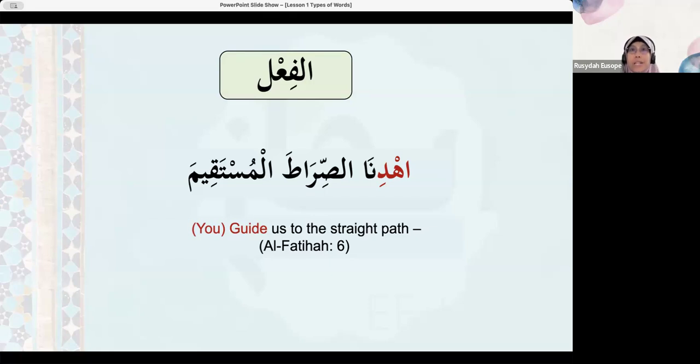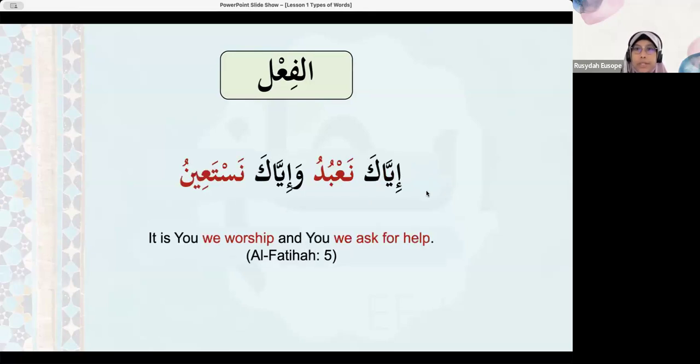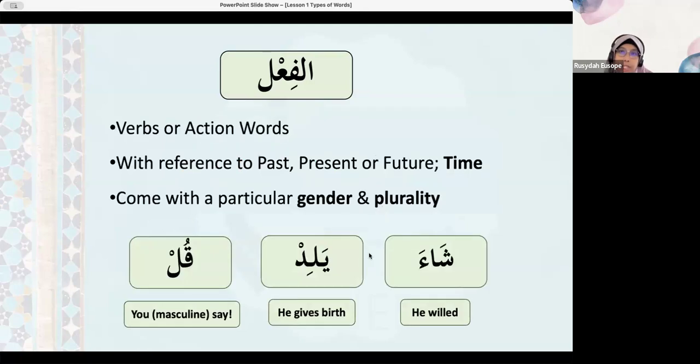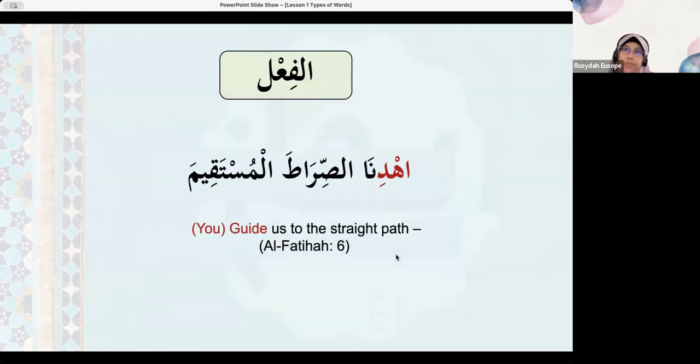Of course, we do not command Allah Azza wa Jalla. We cannot give instruction to God. Instead, we ask Allah, we supplicate, we hope. So it's a form of dua. So ihdi is an example of an imperative verb. Just now, na'budu and nasta'in are present tense, sya'a is past tense. So these are the different types of tenses, and all these are fi'il.